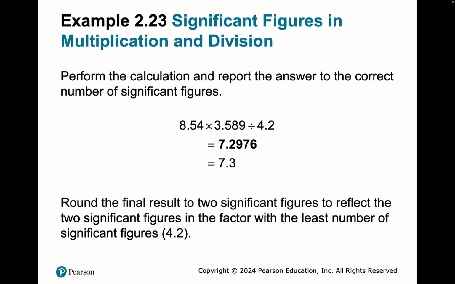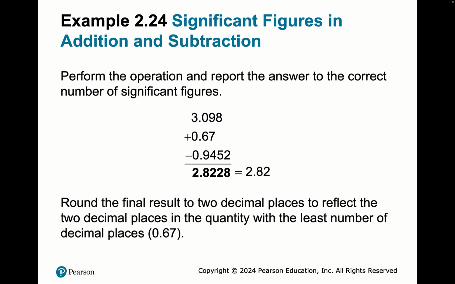So sig figs in multiplication and division, we covered some of this before. We have these 3 things divided, and you do it from left to right, and you have to bring it to the lowest number of sig figs. In this case, it's 2. So you have to keep that in mind, and when you have the answer, you have to round it to that number of sig figs.